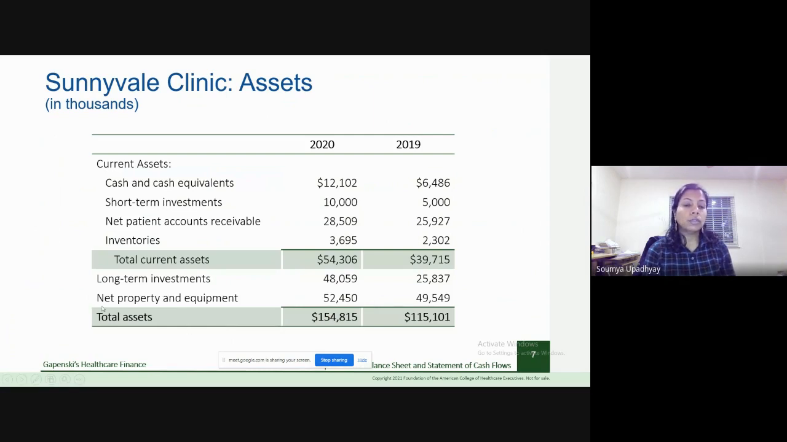And like I already told you, your property, big equipment which is heavy to move and more immobile, can be a part of long-term assets as well. So your total assets are listed here, $154,000, and for 2019 it was $115,000 for Sunnyvale Clinic.